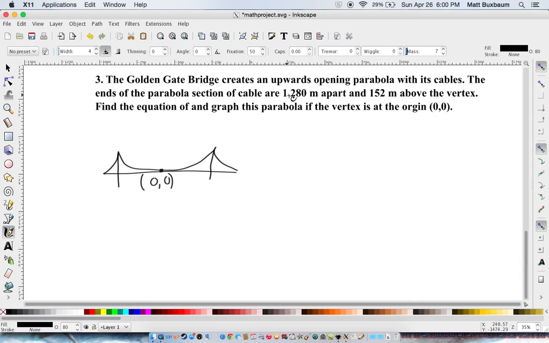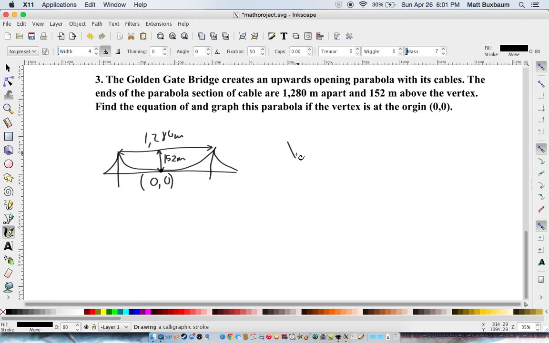And these are 1,280 meters apart. So we'll just draw that here. 1,280 meters. And the distance between here and here, or here and here, is 152 meters. So let's start out with just going with the equation of the parabola, and we can fill in some of these numbers.